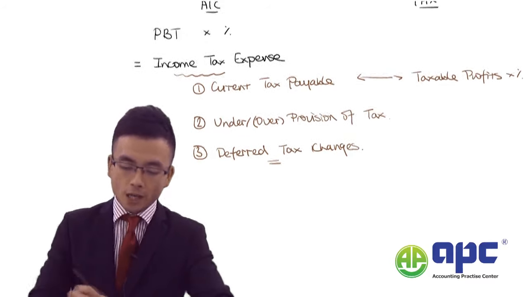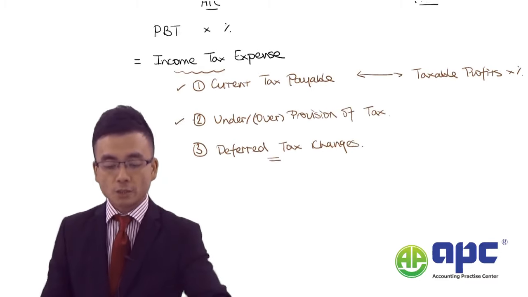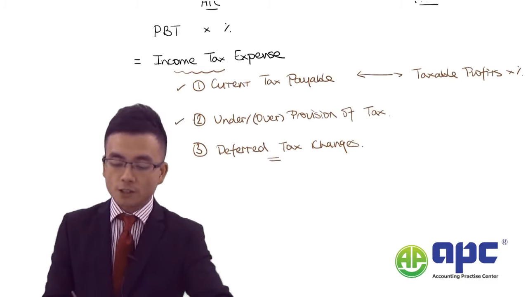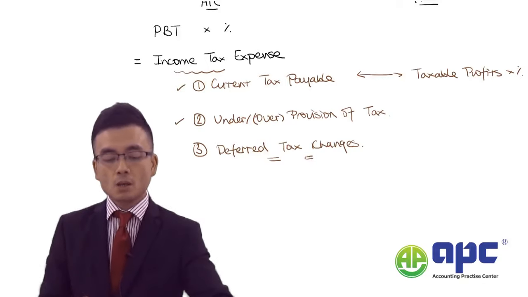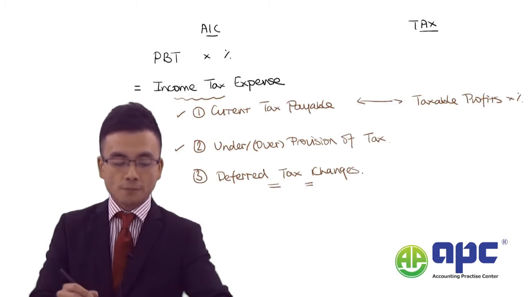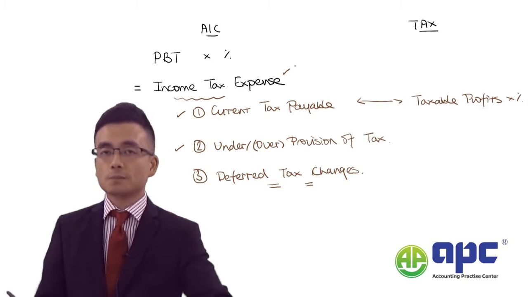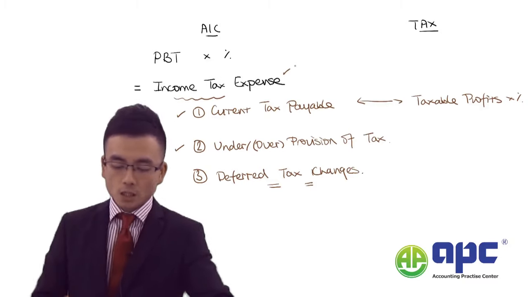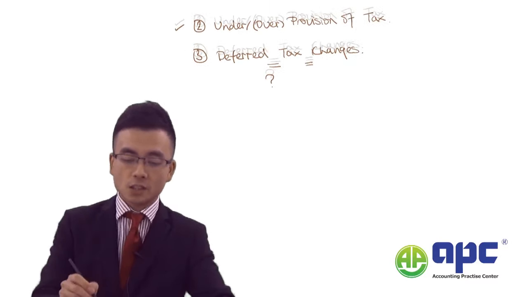So we've looked at current tax payable. We've looked at under over provision of income taxes. If you know the deferred tax changes, or the deferred tax movement, we can summarize the 1, 2, and 3 together, and that will be the total accounting income tax expense. Now, the question is how we should account for the deferred taxes.